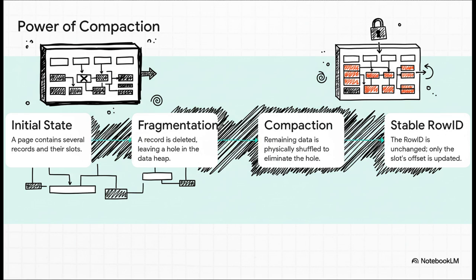Imagine you delete a record. Bam! Now you've got this ugly hole, this fragmentation, in your data heap. So to clean things up, the database can do a compaction. It just shuffles the remaining data down to fill the gap.